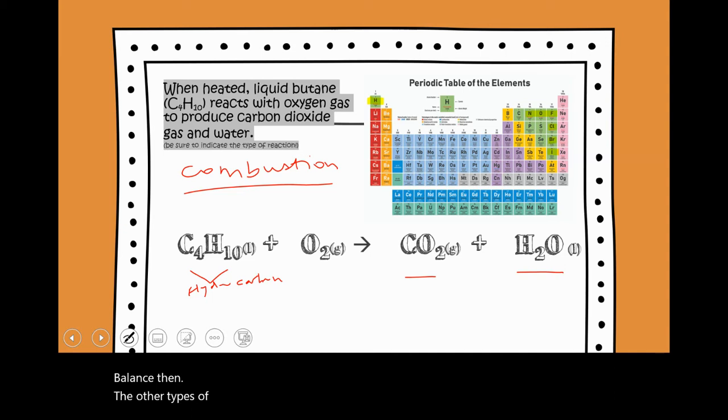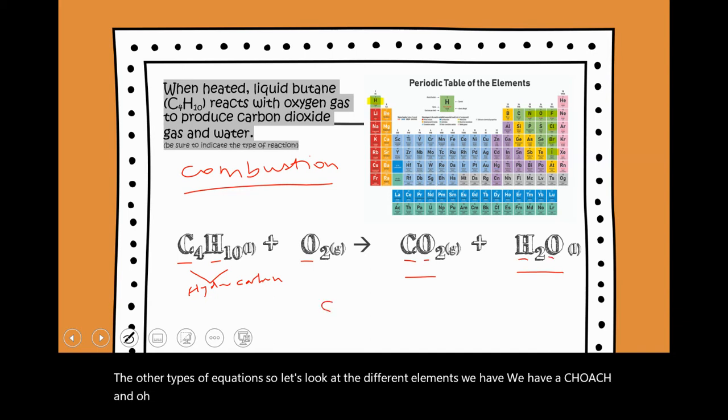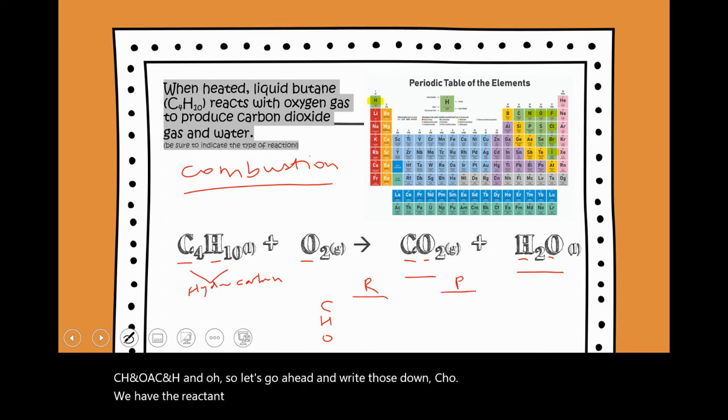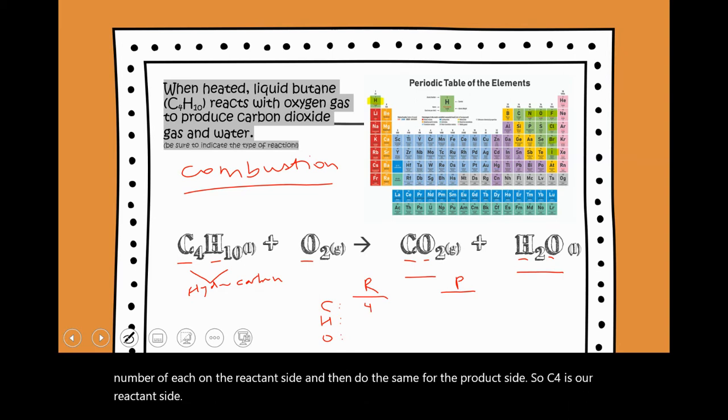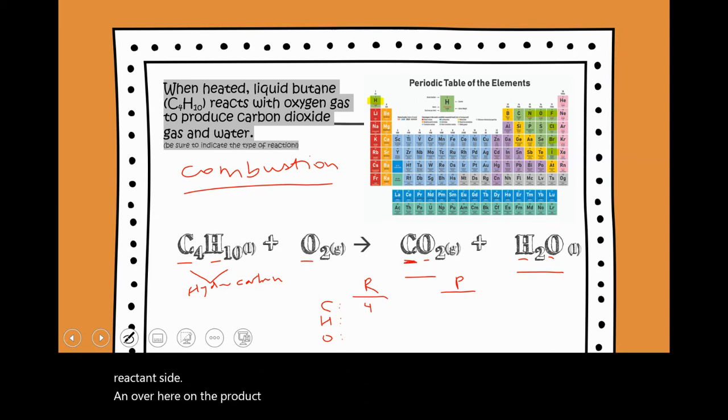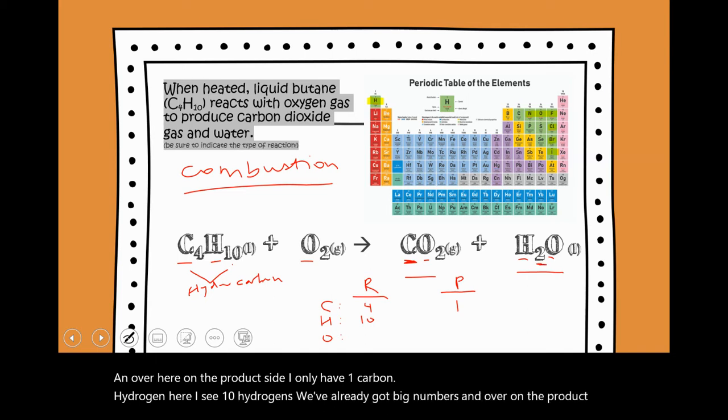So let's look at the different elements we have. We have a C, an H, and an O on each side. So let's write those down: C, H, O. We have the reactant side, we have the product side. First things first, we need to count the number of each on the reactant side and then do the same for the product side. So C4 is our reactant side, and over here on the product side, I only have 1 carbon. Hydrogen. Here I see 10 hydrogens. Ooh, we've already got big numbers. And over on the product side, I only have 2.